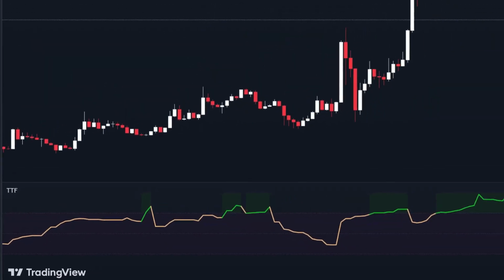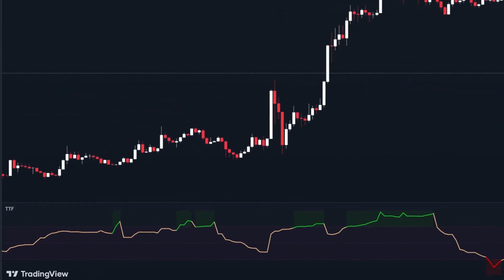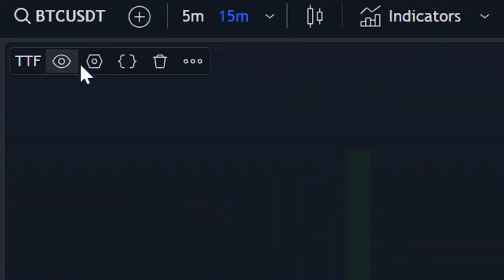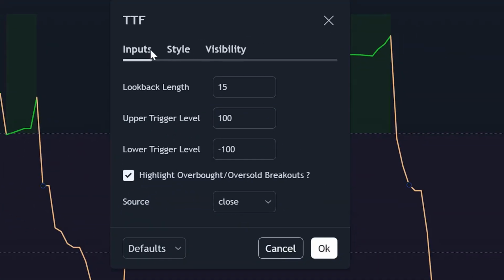Now that we've added the Trend Trigger Factor indicator to our chart, let's make a few tweaks to make it easier to read. Head over to the indicator settings and click on the Inputs tab. The default values here should be just fine, so no need to change anything.